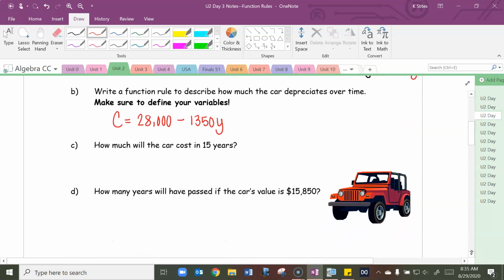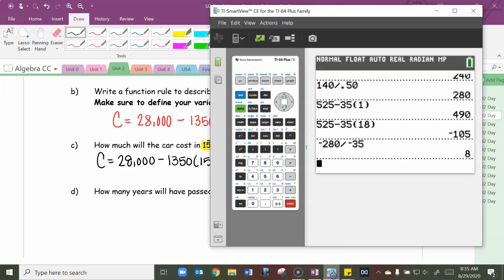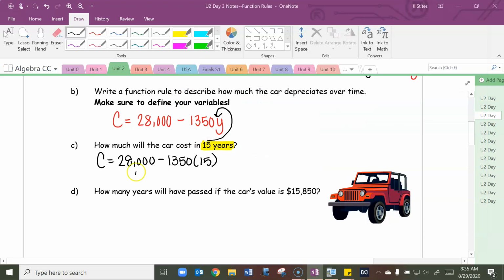How much will the car cost in 15 years? So again, look at your unit. 15 years tells us the 15 is going in place of y. We'll show our work first. We're plugging in a 15 for y, 15 years, and now we'll subtract. I'm just plugging this in, and we should get $7,750. Make sure you have your unit. This is cost, so that's why it is dollars.